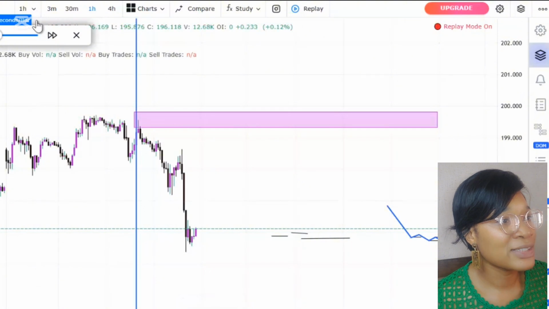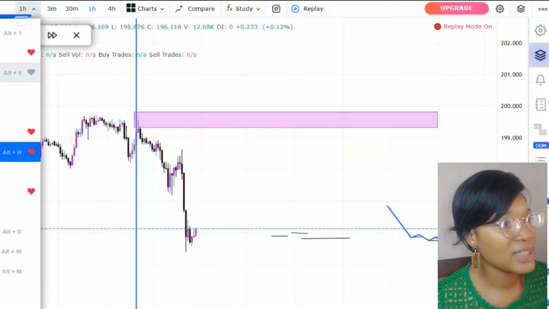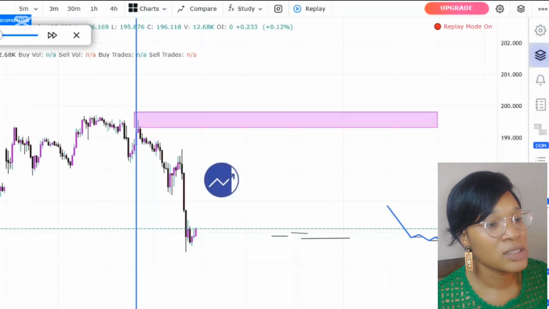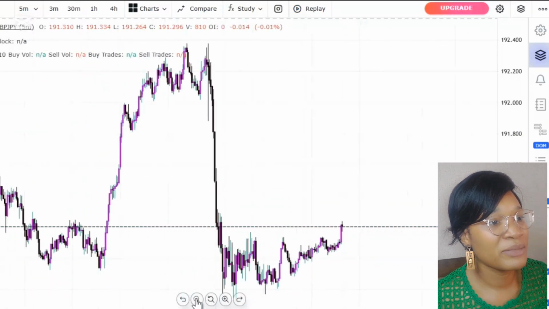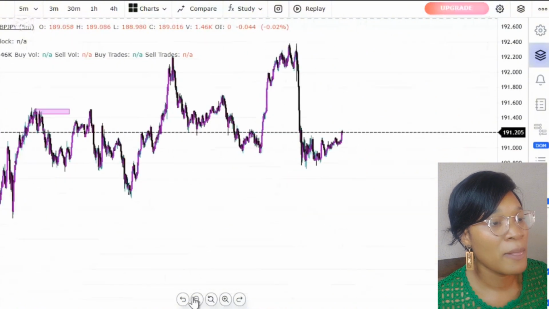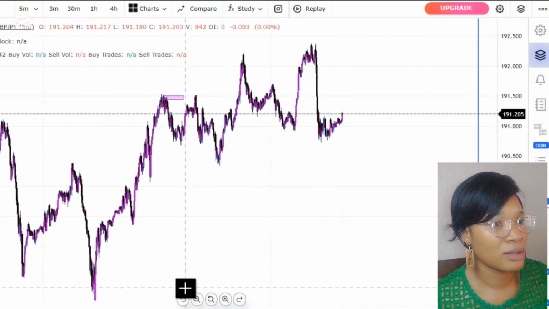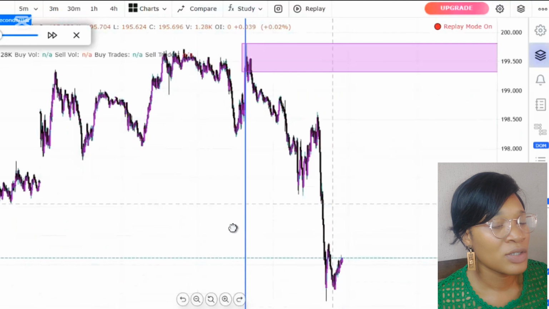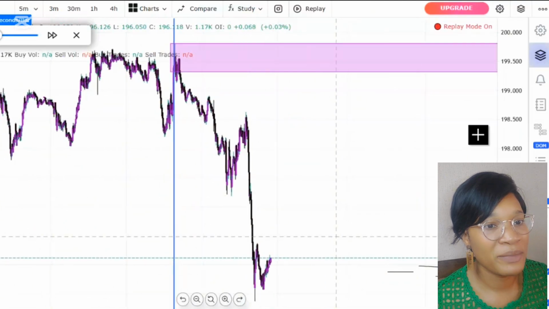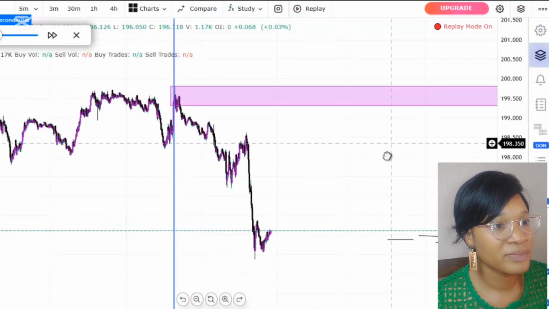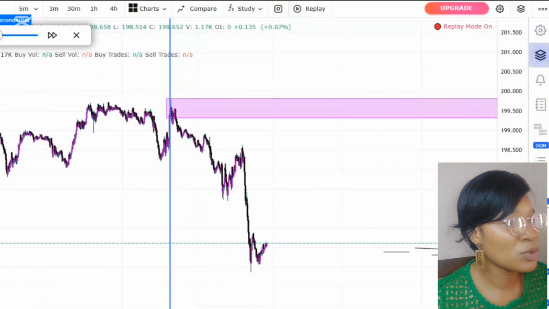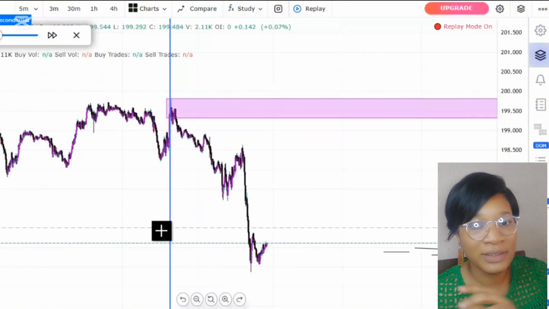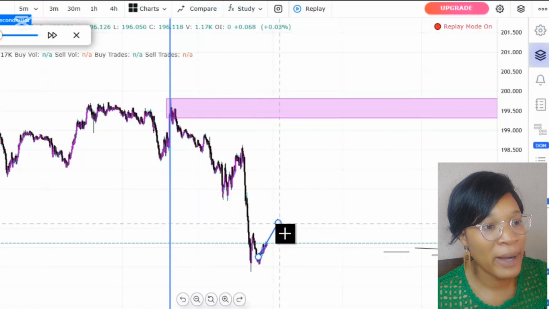Okay, so let's go over to the lower time frame. Let's use 5 minutes for you to see how this actually plays out. Let's go over to the 5 minutes time frame. So this is the 5 minutes time frame. Okay, so all I want to see is price coming into this zone. Of course, let me show you what I did before. I want price to buy up to this place.